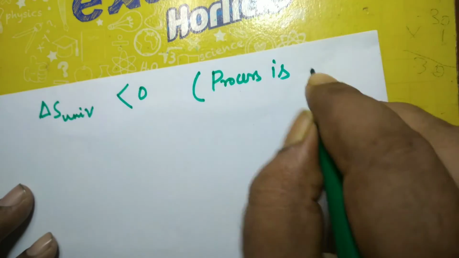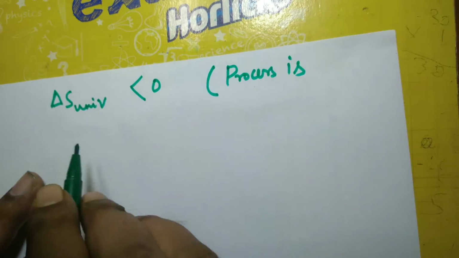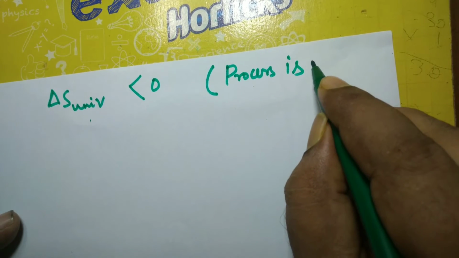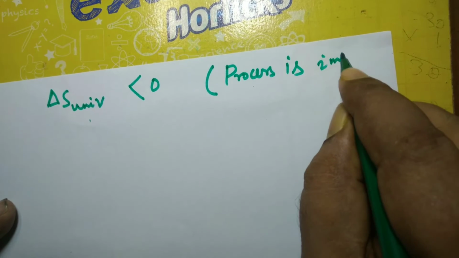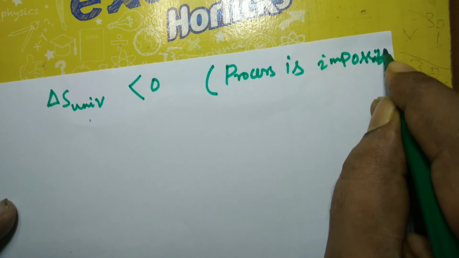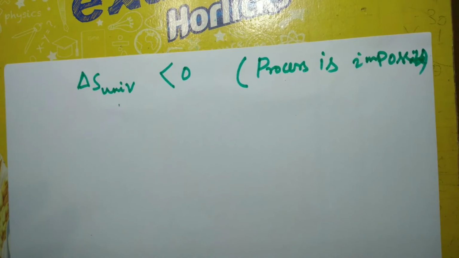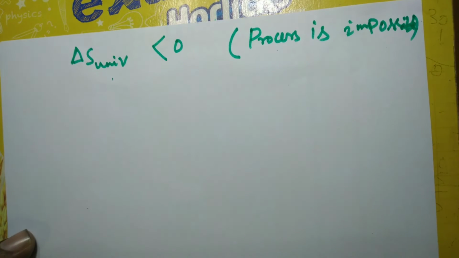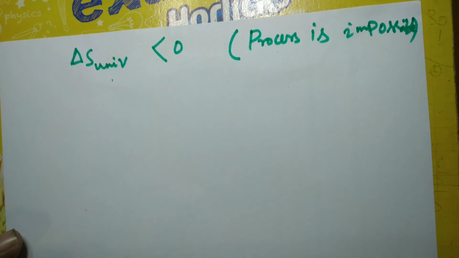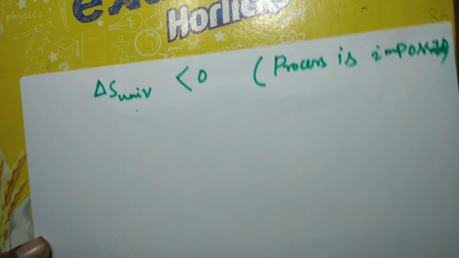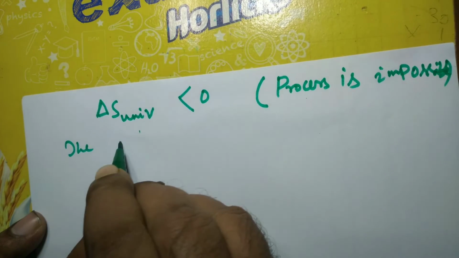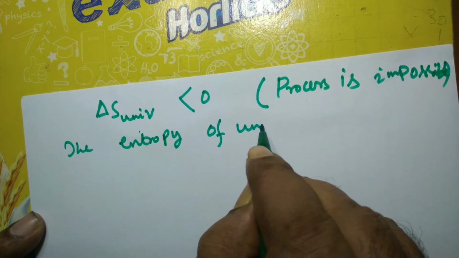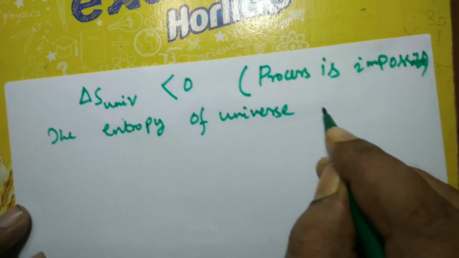If someone says that during a process they have calculated delta S system and delta S surrounding, added them, and found a negative value, that is impossible. That is never possible. The summation has to be either greater than or equal to 0: greater than 0 for actual processes and equal to 0 for ideal, reversible processes. So that means the entropy of the universe is always increasing.